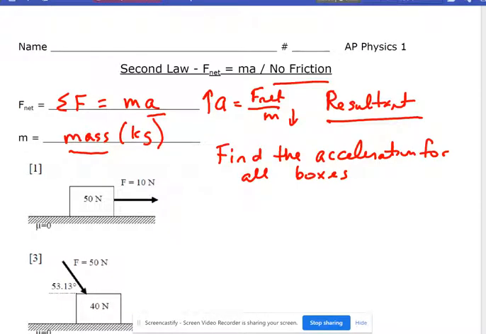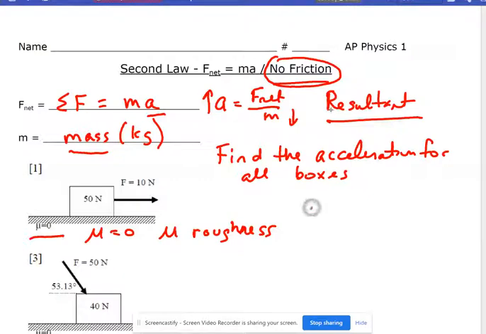So if I'm going to find the accelerations of these boxes that, by the way, are on a surface that has no friction, which makes them really simple. That's what this means. If you see mu equals 0, there's no friction. Now, what is mu? It's a roughness number. Mu equals 0 is a smooth surface. So let's apply Newton's law. Newton's law says the acceleration equals F net over m.